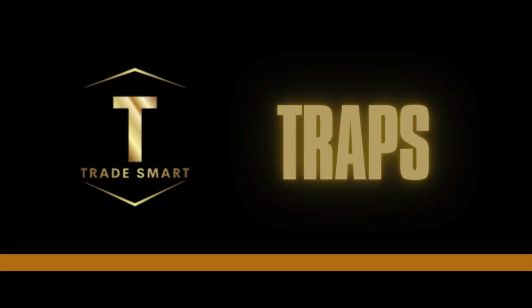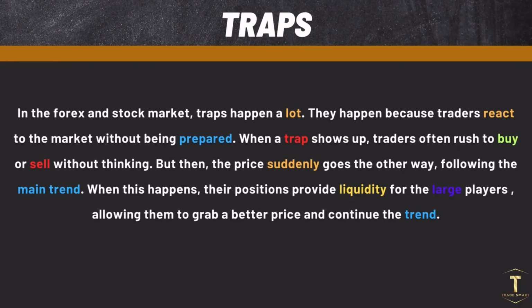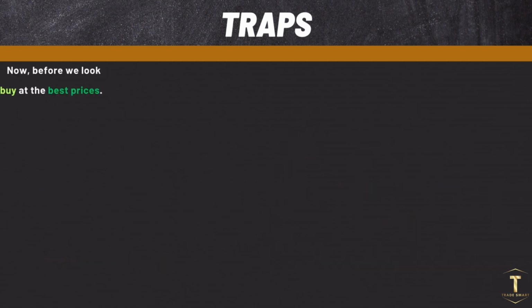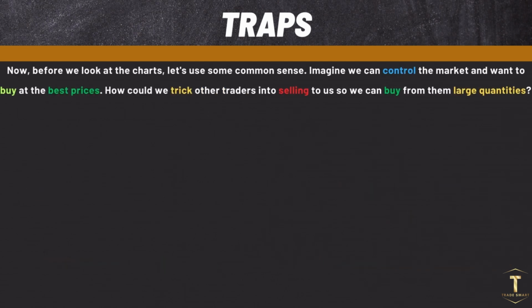Today's subject, traps. In the Forex and stock market, traps happen a lot. They happen because traders react to the market without being prepared. When a trap shows up, traders often rush to buy or sell without thinking. But then, the price suddenly goes the other way, following the main trend. When this happens, their positions provide liquidity for the large players, allowing them to grab a better price and continue the trend. And, remember, the rule of the trap is, if it looks simple and easy, then it is a trap. Now, before we look at the charts, let's use some common sense.